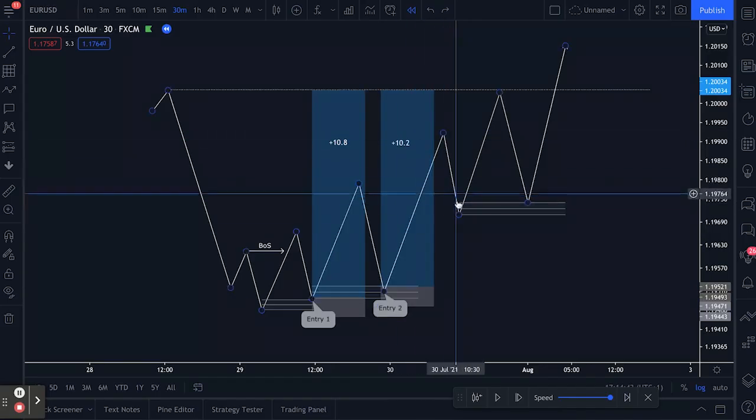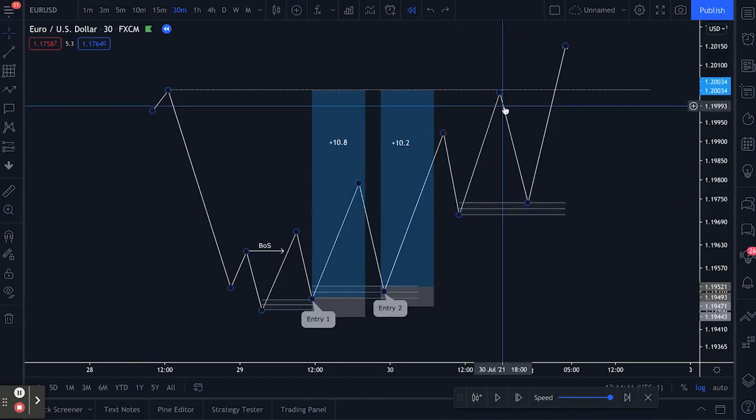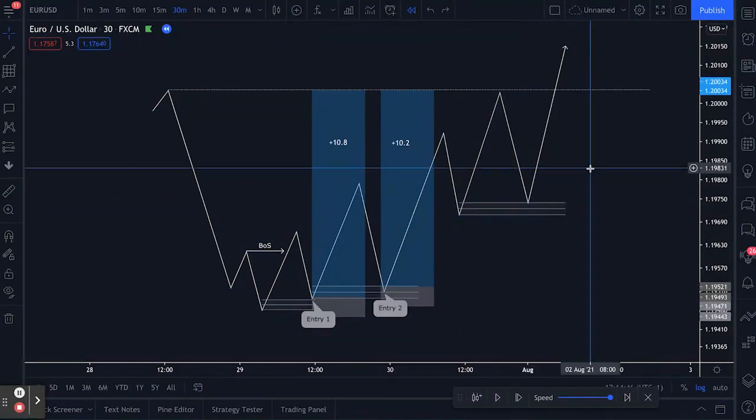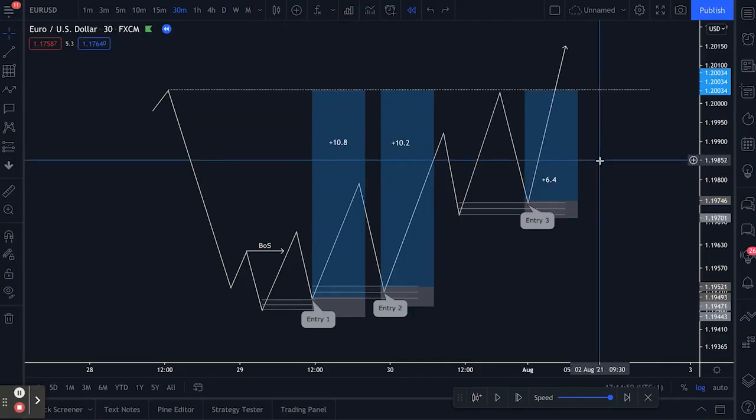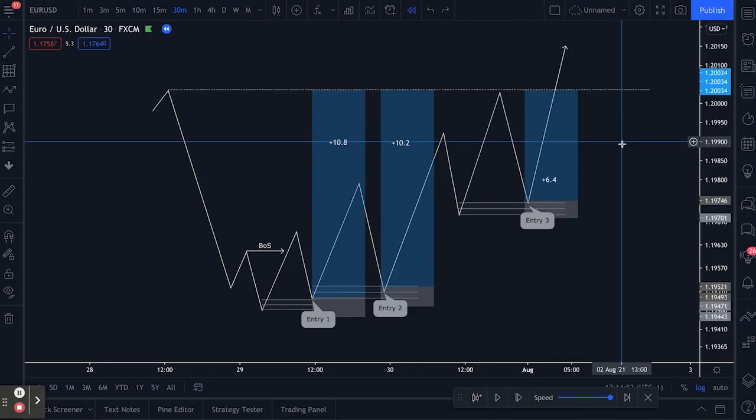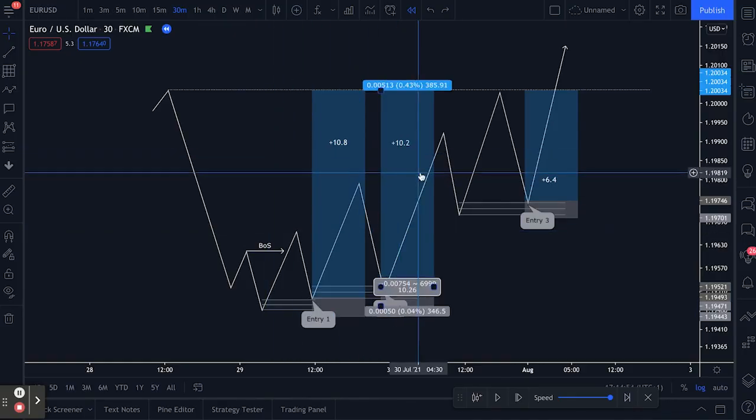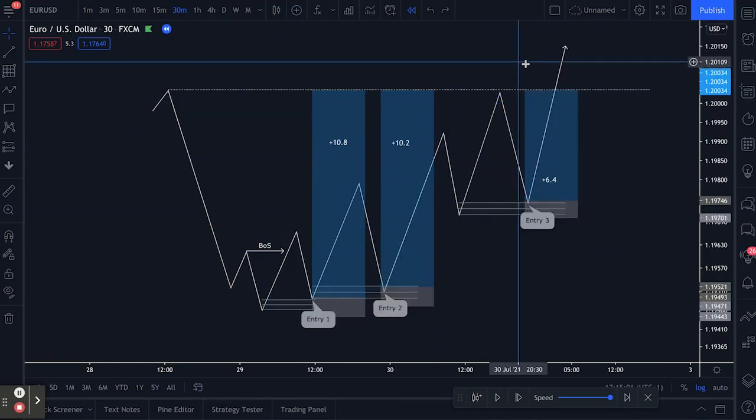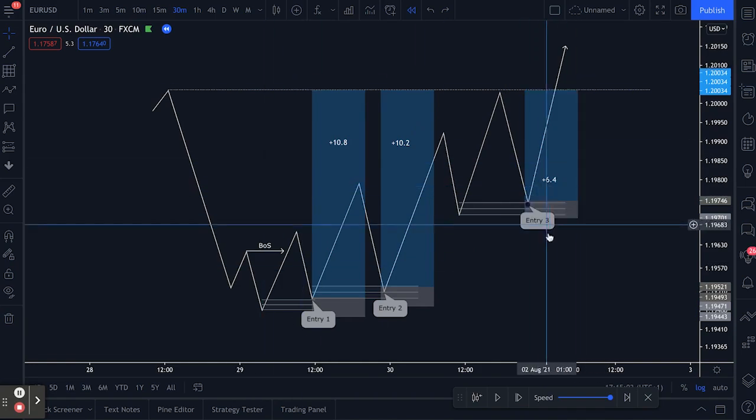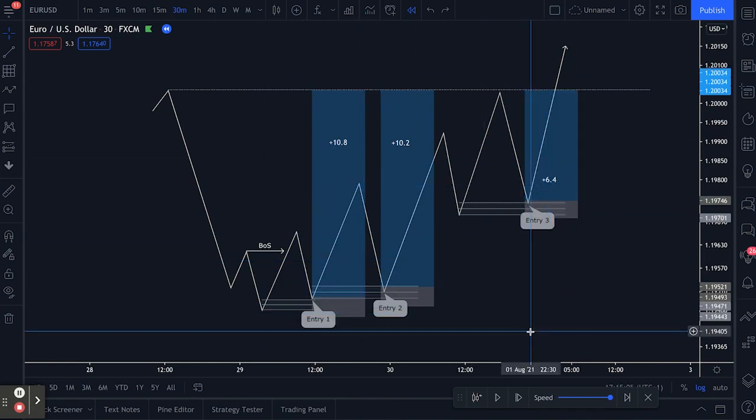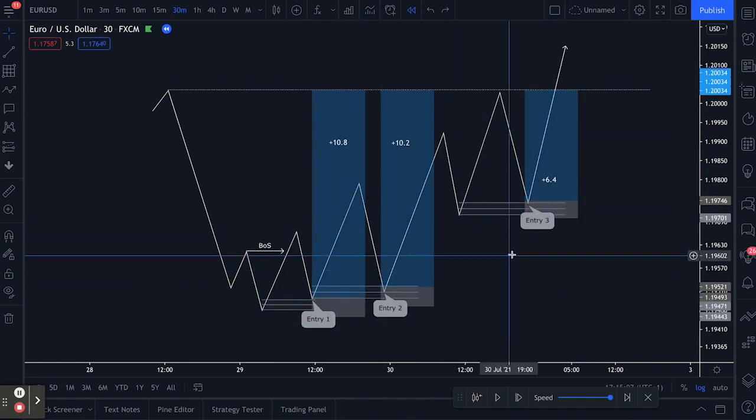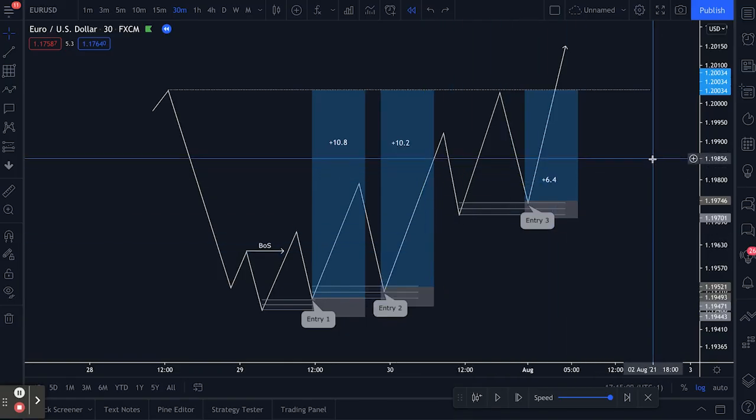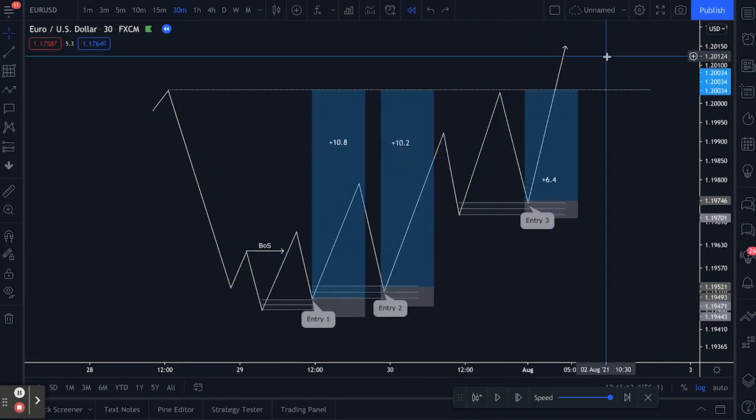So after this initial run we had here, a new demand zone formed, we could then see if the price taps into here, if we can add a third entry. In this instance, a 6.4R entry. So at the moment, we actually have 27.4R potential gain if the trade hits the take profit and only 1% risk running on the whole position. So we've actually turned 1% risk into a 27.4R winner by the time the target is done.